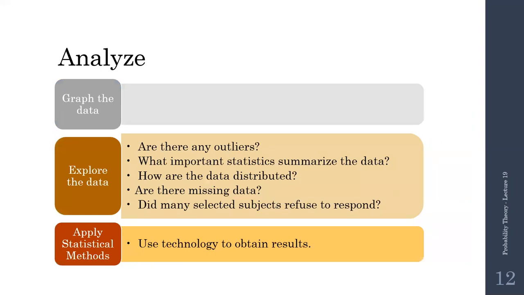Then we have to analyze. First of all, we need to graph the data. What we got, graph the data. Then we need to explore the data. The first, we'll talk about, are there any outliers? What important statistics summarize the data? How are the data distributed? Are there missing data? Did many selected subjects refuse to respond?